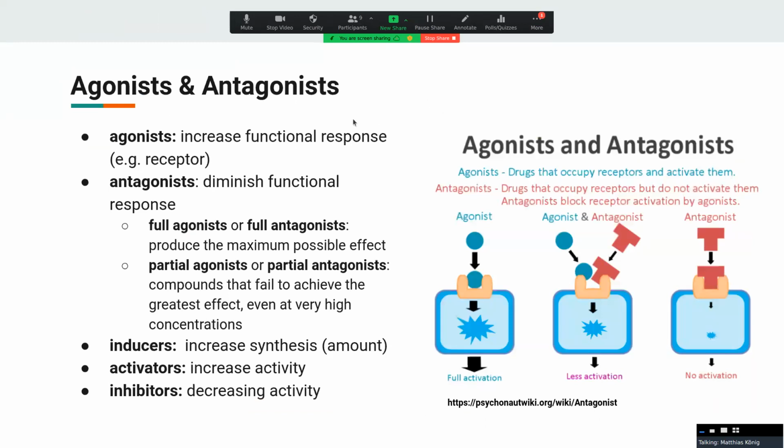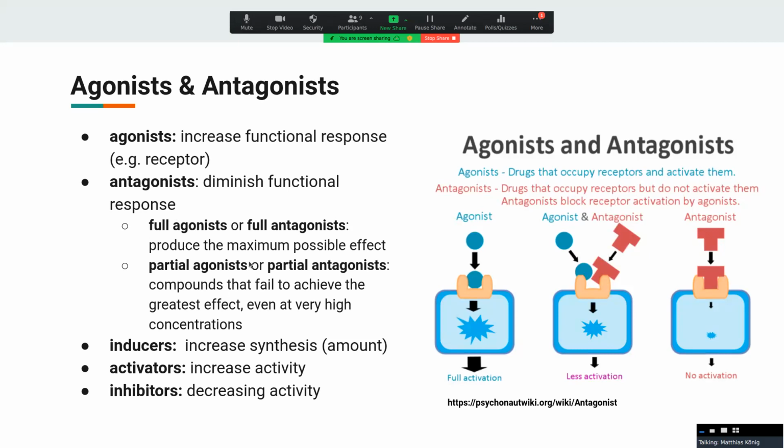The effect can be classified into agonists and antagonists. The agonists basically increase the functional response, for instance in the case of receptors, and the antagonists basically diminish the functional response. So agonists basically bind, and then you can have, for instance, some activation. Antagonists bind, and then they basically block receptors and so on, and you can't have so much signal or so much activity through the system.